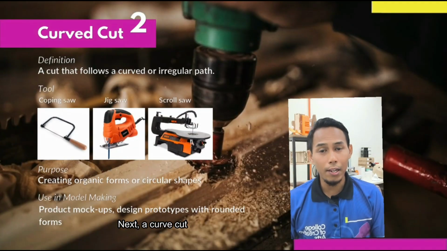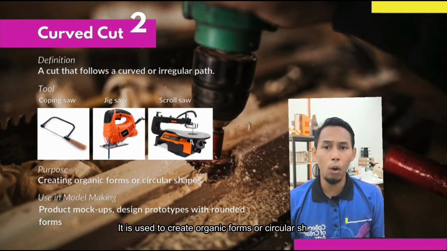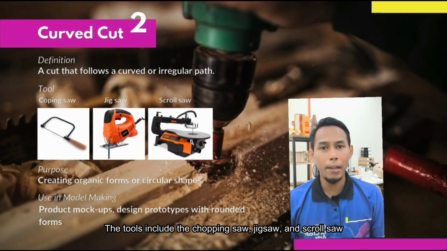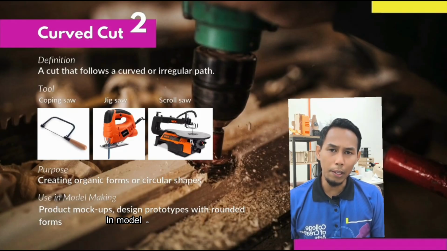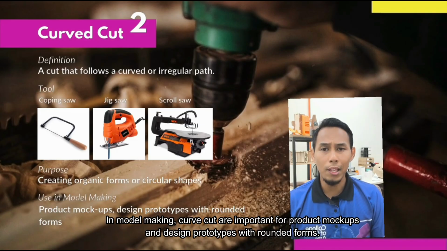Next, a curve cut follows a rounded or irregular path. It is used to create organic forms or circular shapes. The tools include the chopping saw, jigsaw, and scroll saw. In model making, curve cuts are important for product mock-ups and design prototypes with rounded forms.